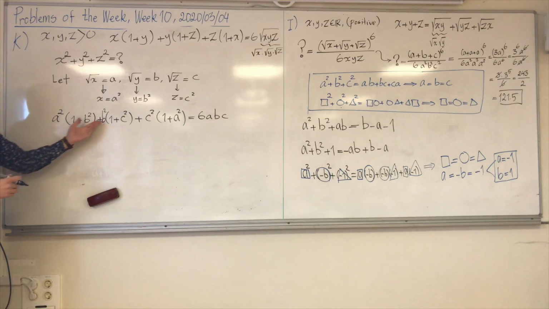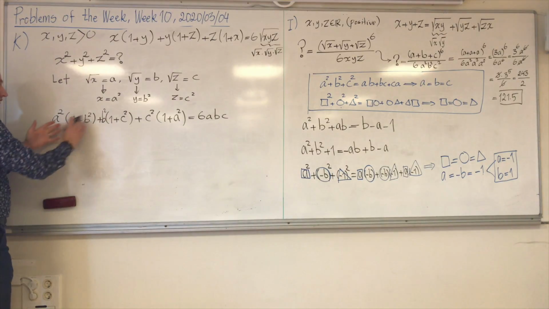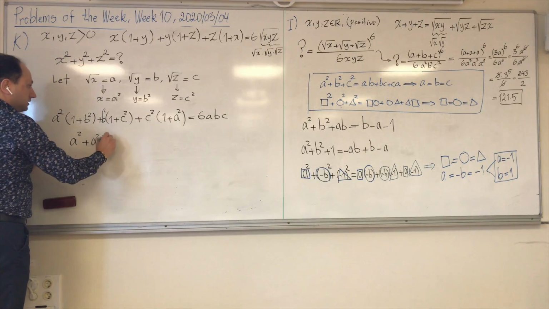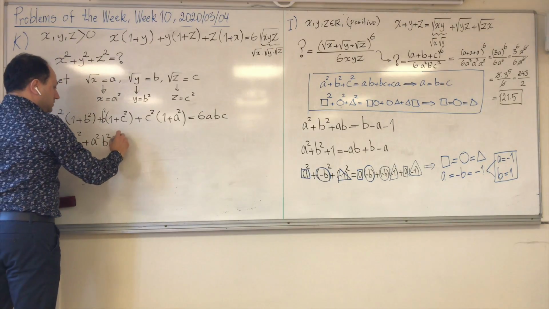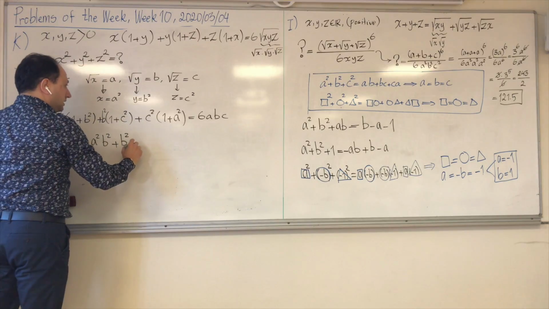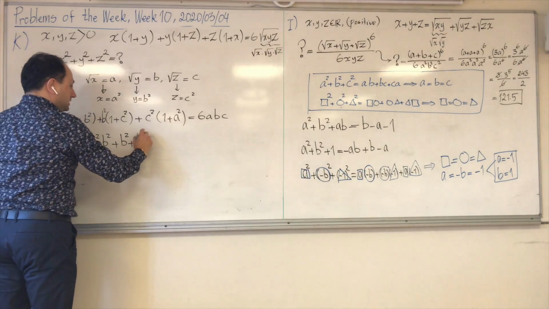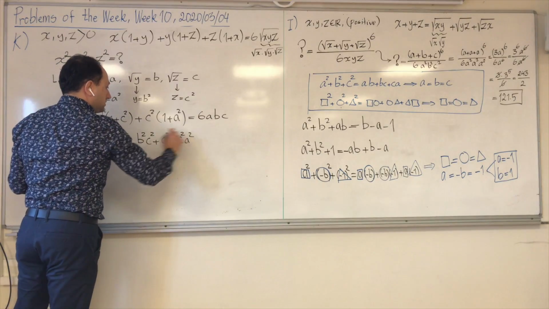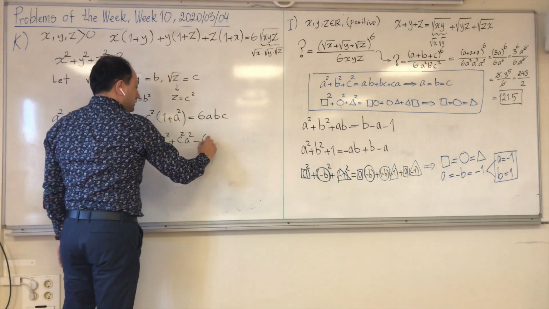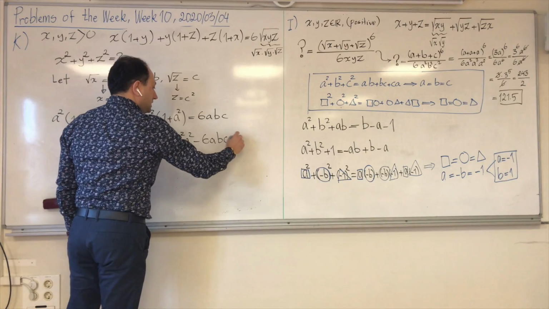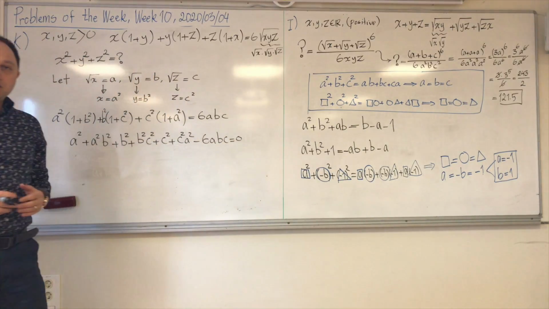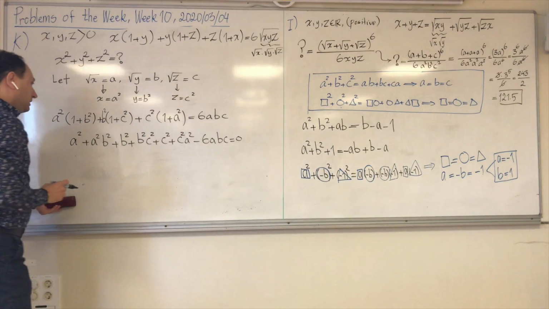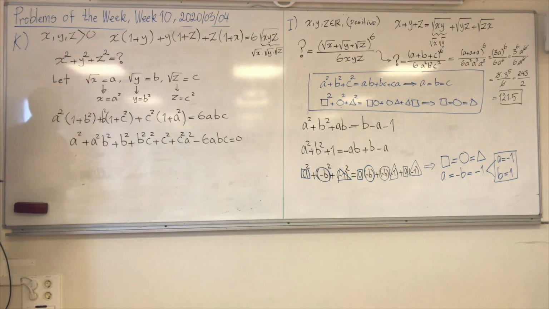So what can I do? I multiply this a squared and everything inside, so it becomes a squared plus a squared b squared. And then I have b squared plus b squared c squared, and then I have c squared plus c squared a squared, and I move minus 6abc to the left. The reason is clear, because my strategy is still the same. I want to have the sum of complete squares. Okay, but how can I do that?